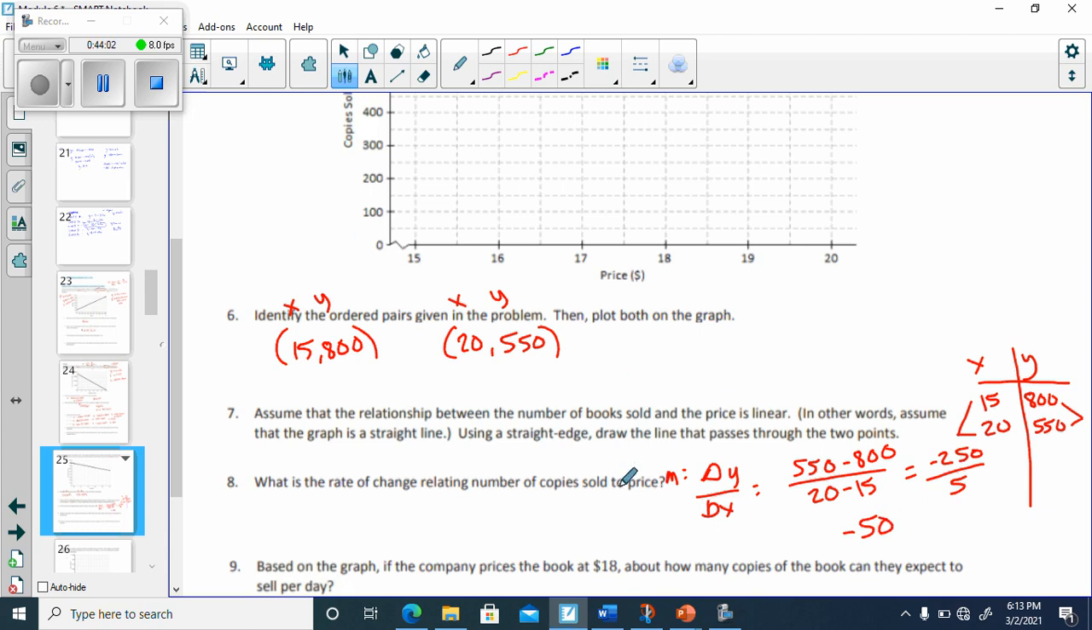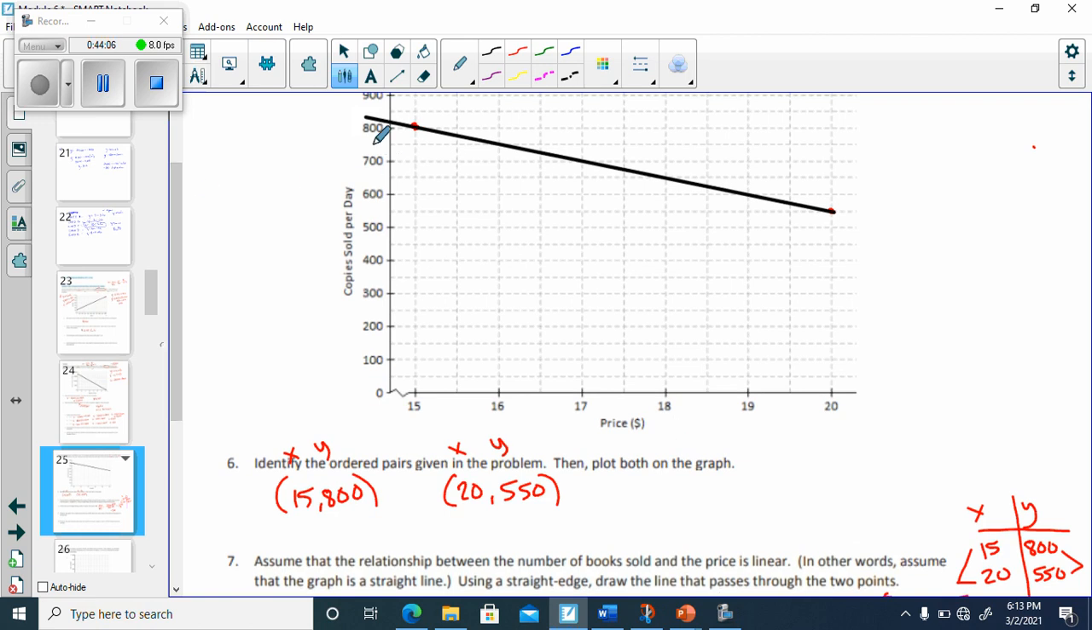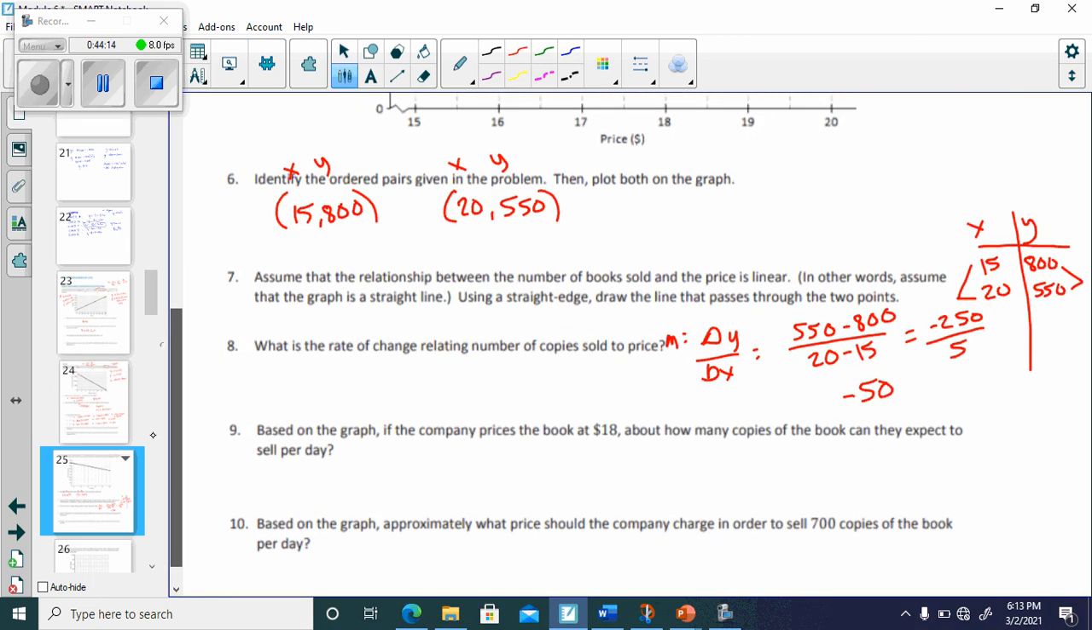So what does that mean? Because we know our slope is change in y over change in x. That's negative 50. That means you go down 50 copies per dollar that you go up in price. Down 50 copies per $1 price increase, okay?